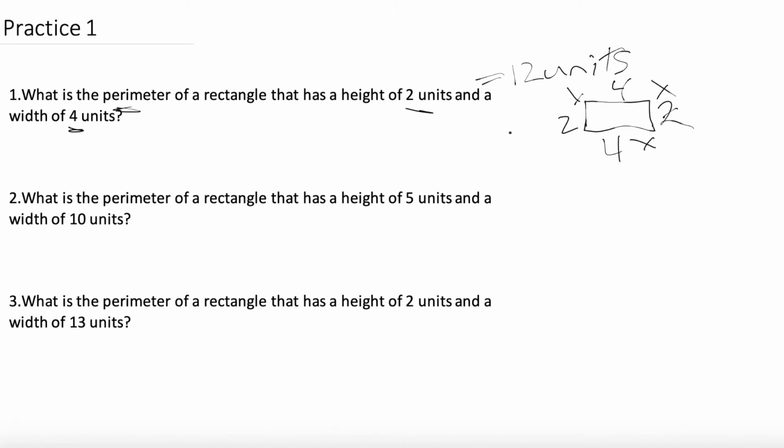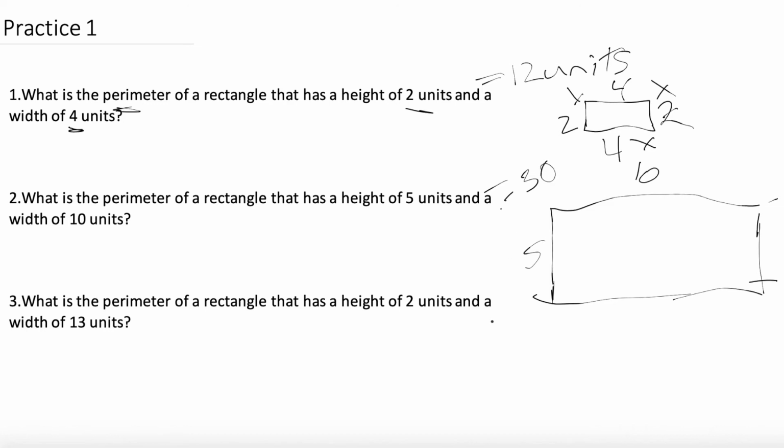And then, what is the perimeter of a rectangle that has a height of 5 units and a width of 10? This is just a bigger one of that. So 10 and 5. To find the perimeter, we have to add them all together. 5 plus 10 equals 15, and 15 plus 15 equals 30.